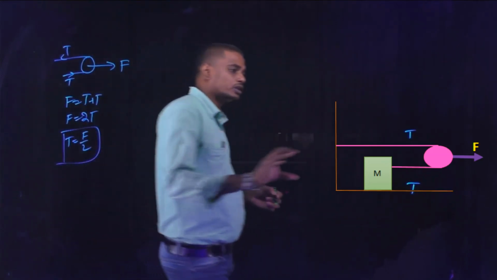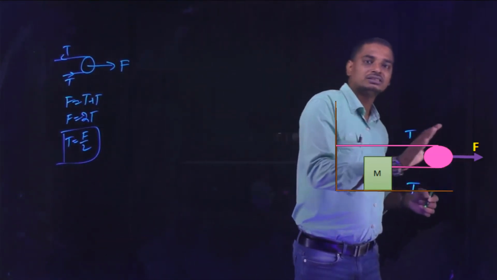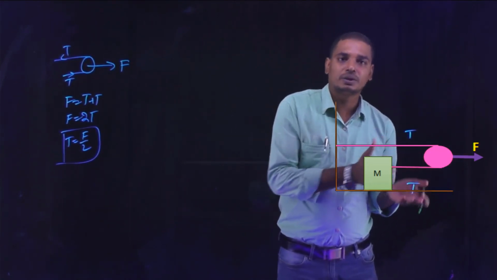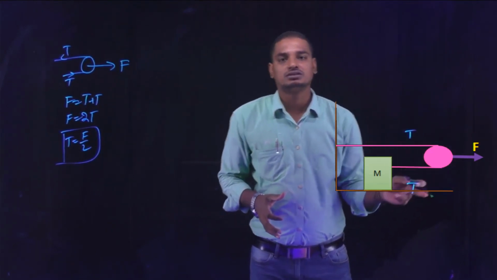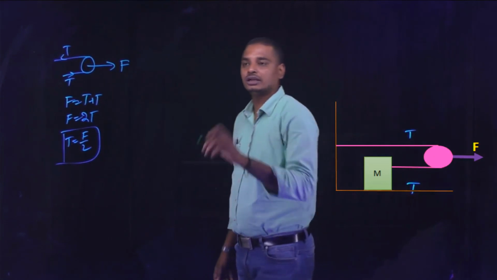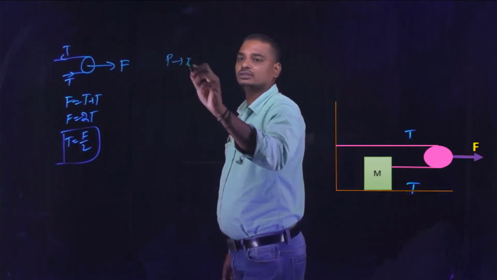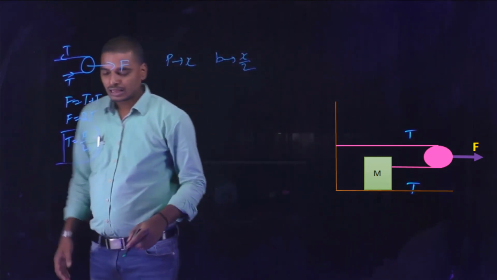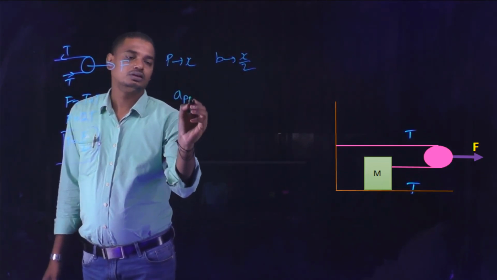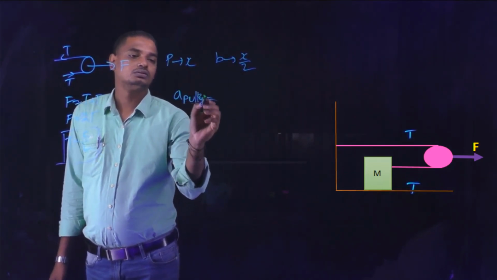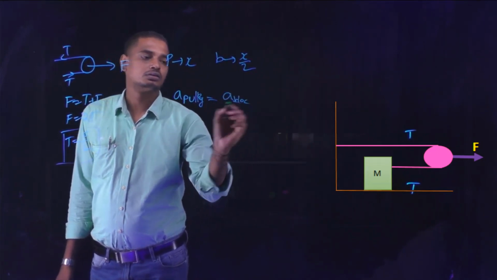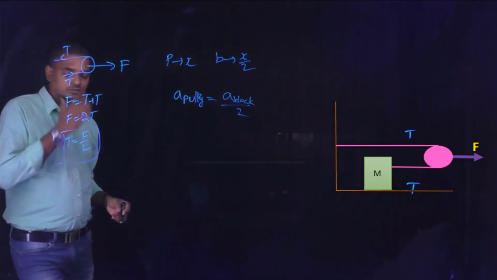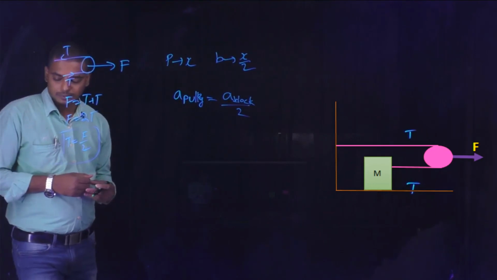So if this pulley is moved towards the right for a distance of x, then this block M moves towards the right for a distance of x by 2, because the length of the string remains constant. As the length of the string remains constant, if the pulley moves a distance of x, then the block should move a distance of x by 2. Therefore acceleration of the pulley is equal to acceleration of the block by 2. By differentiating you can get it. Acceleration of the pulley is equal to acceleration of the block divided by 2.